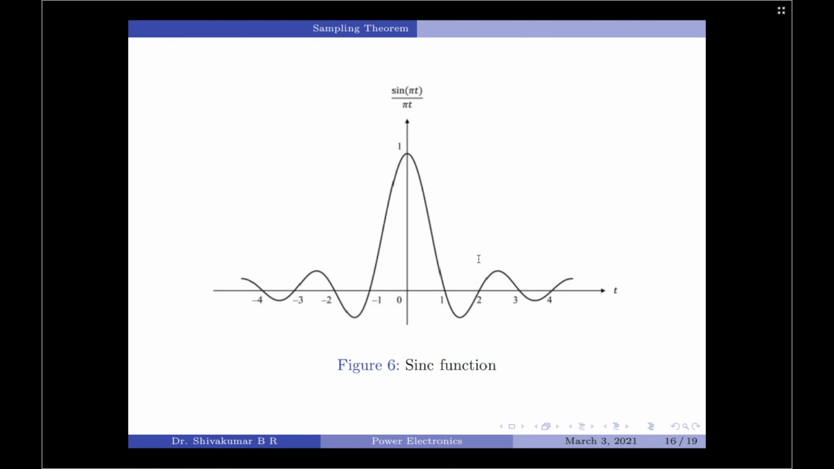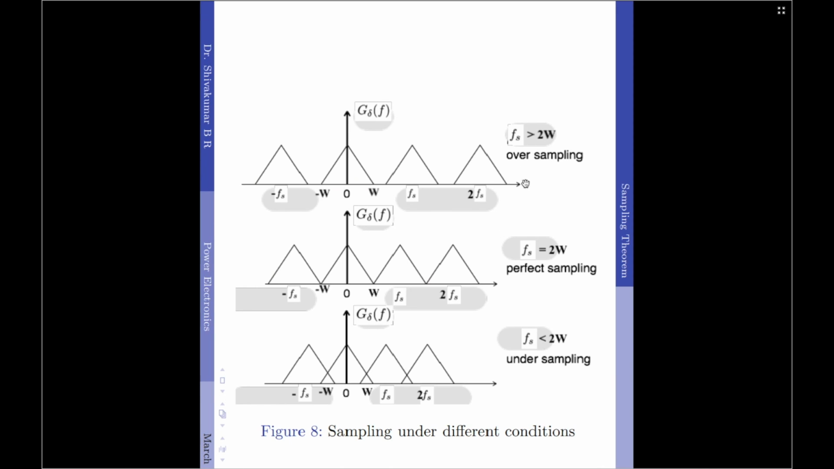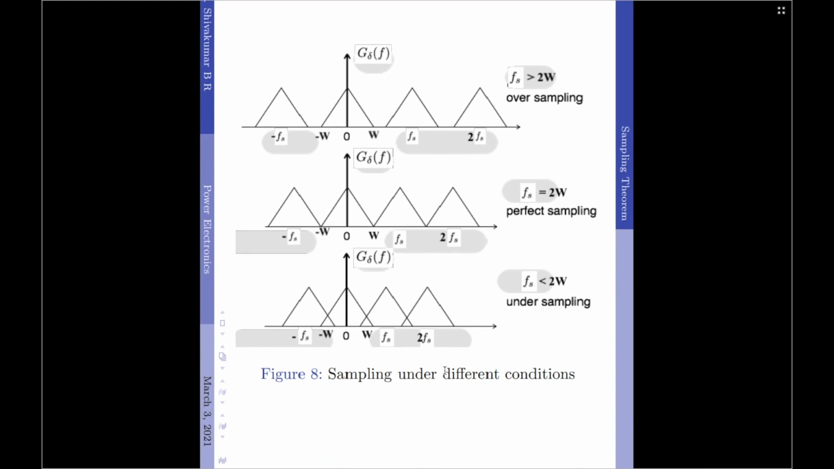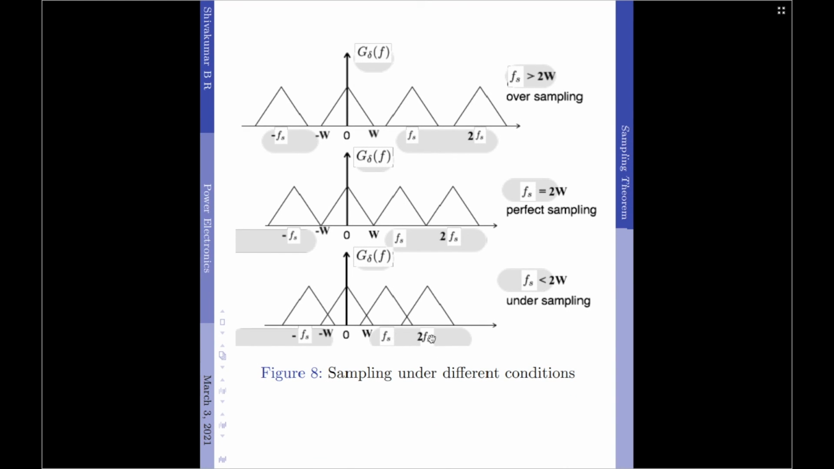Now, when I take, as I am showing in the diagram here, Fs greater than 2W, then there will be gaps created in between the spectra. On the other hand, when Fs is less than 2W, we will see the spectra overlap each other, and this is called aliasing. Yeah, we have now come to the end of this session on the ideal sampling theorem.